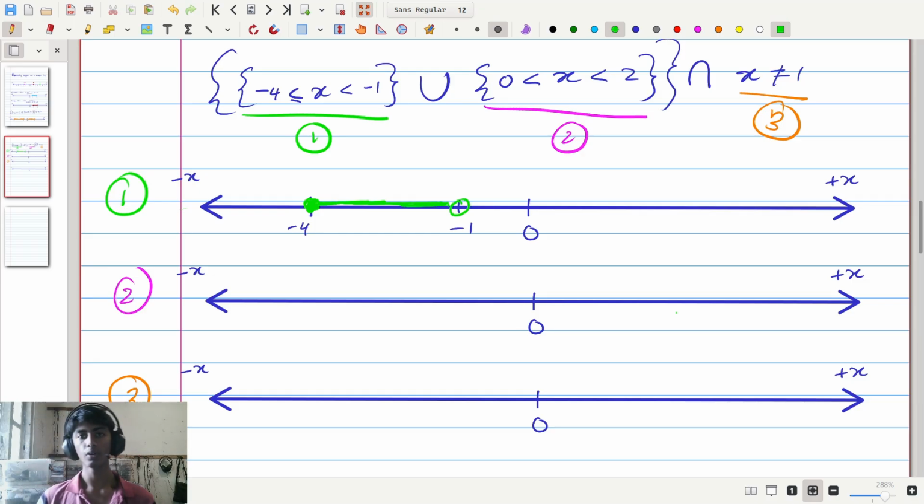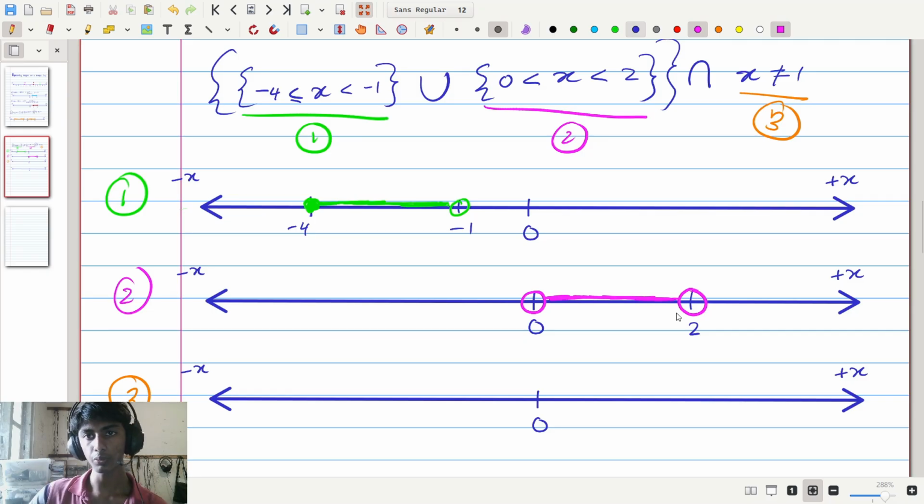How about 2? Well, 2 is all the points that are between 0 and 2. So here if we draw the point number 2, and then try to draw the range of 2 on this number line. On the second number line we have that 0 is excluded, 2 is excluded, and all the points in between 0 and 2 are included. So we have to shade between 0 and 2. This is the range corresponding to the second equation.